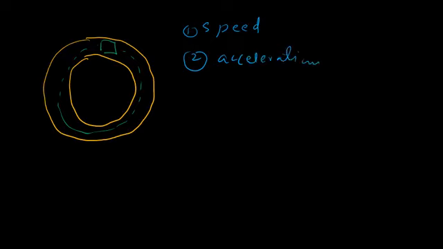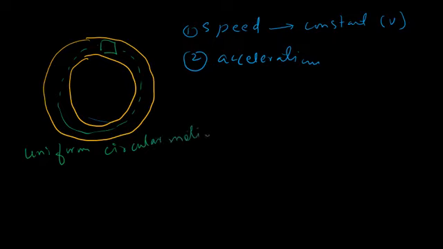When the body is moving in a circular path with uniform circular motion, its speed is always constant. When the speed v is constant, such a motion is called uniform circular motion. So when the body is moving with constant speed, it is in uniform circular motion. Then what about the acceleration? What will be the acceleration?